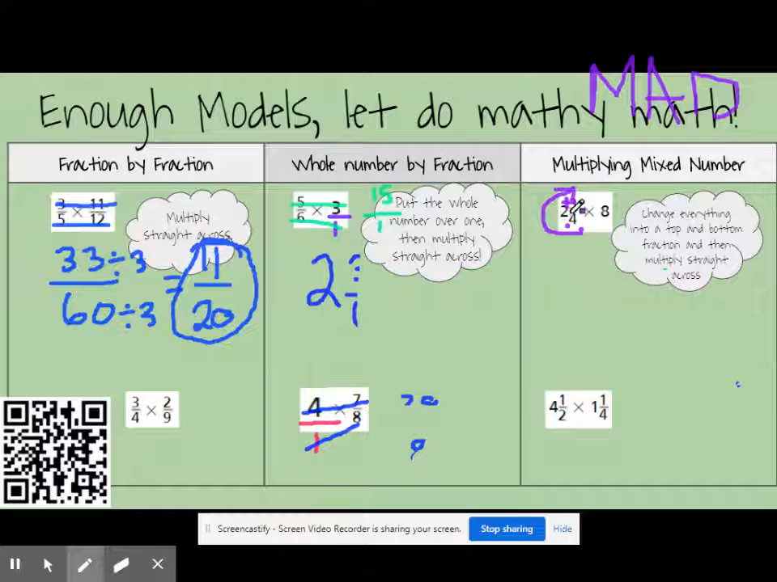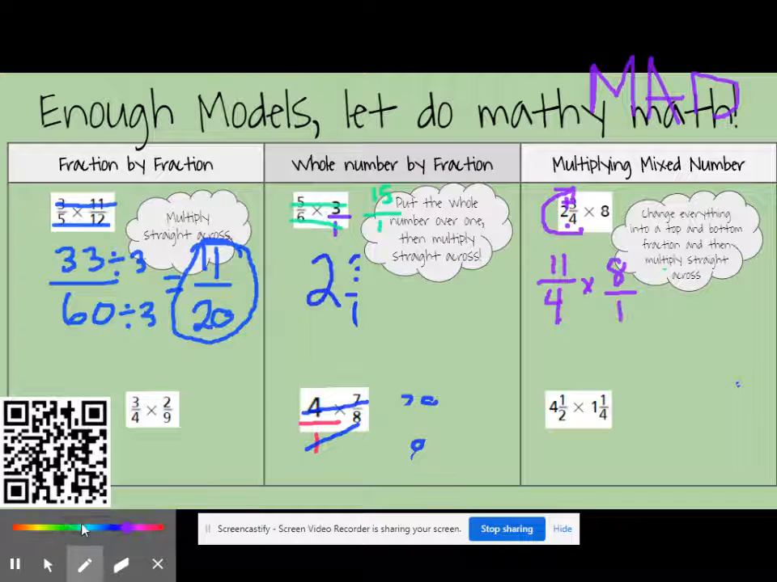So 4 times 2 is 8. That's multiplying. Add 3 to that and you're going to get 11. Denominator, you're going to keep and you're going to get a 4. So 2 and 3/4 is the same as 11/4. I just rewrote it improper. Times 8. Well, 8 is a whole number, so stick it over 1. Now we're simply going to go across. We're going to get 88 over 4.